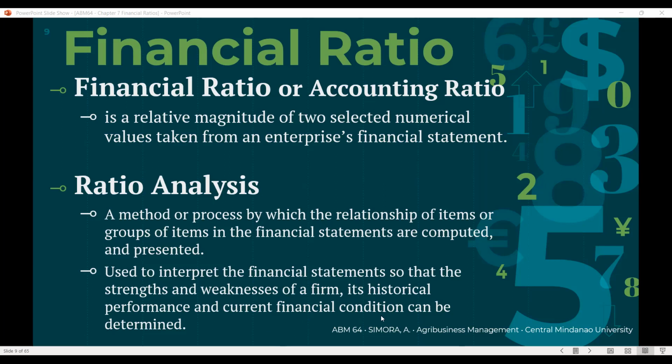Next is current financial condition. So with financial ratios, you'll know if you are gaining, you are losing, and as to how much, how much is bigger? Are your expenses or your profit? So with ratio analysis, you'll know, okay, based on the result or based on the percentage given.